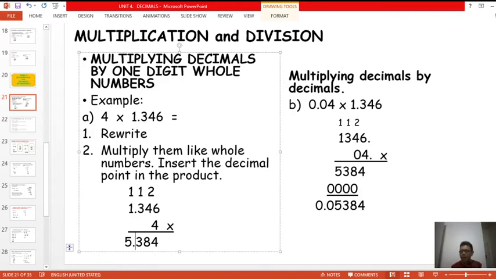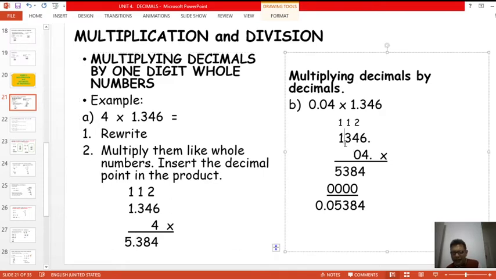Okay, now let's try to do this. We get here multiplying decimals by decimals. So this is different. Both numbers, our multiplier and multiplicand, are in decimal form. So again, first thing, write them in a vertical position. So what we have here is 0.04, and 1.346. This is actually the original form there. So that's actually how it is supposed to look, right?